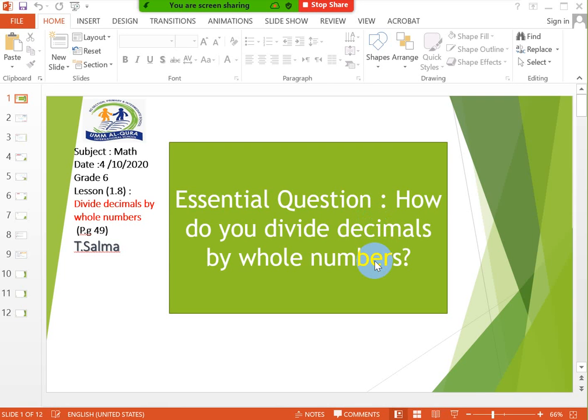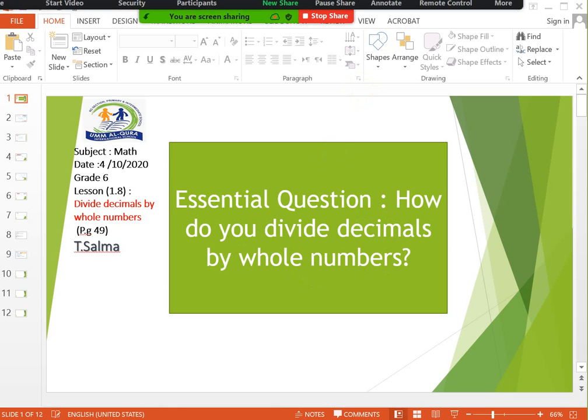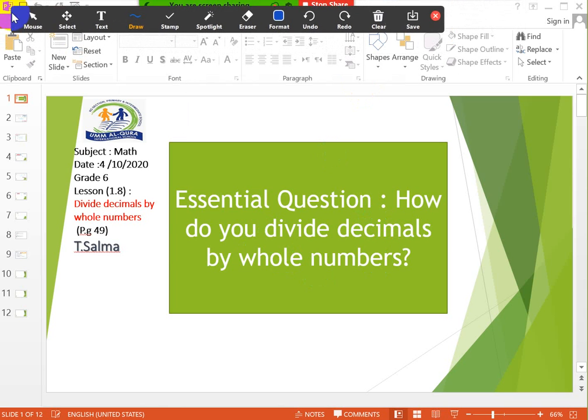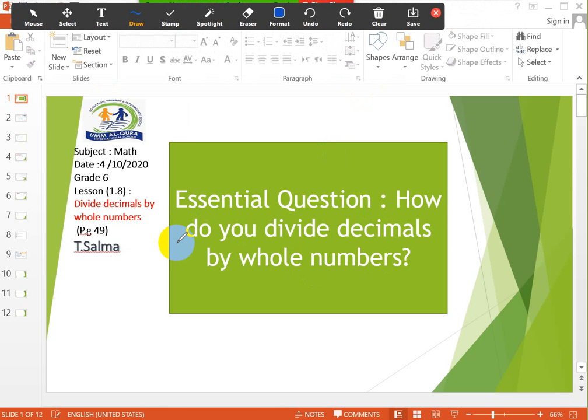Girls, today we will start dividing decimals by whole numbers. Open your books on page 49. Sorry, 49. Okay? And there is an essential question right here in this lesson: How do you divide a decimal by whole numbers?